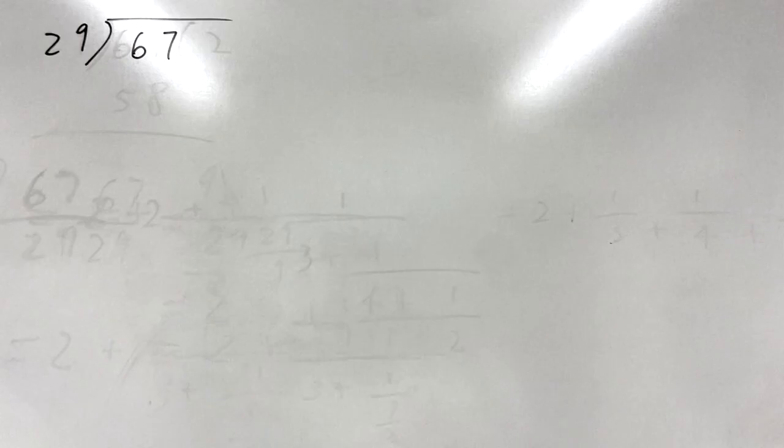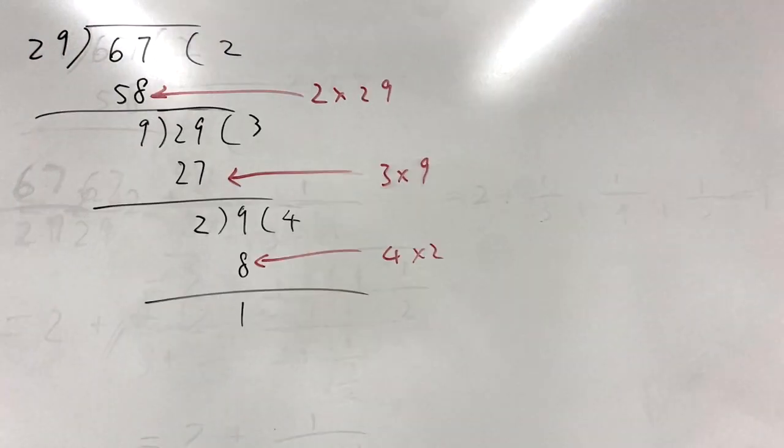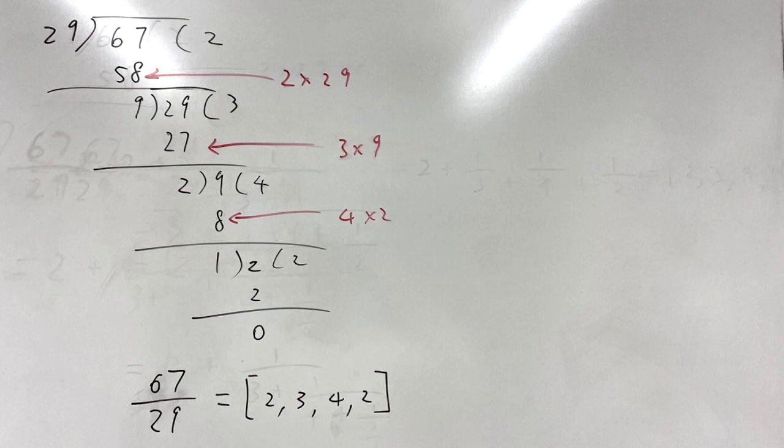I will now show you a quicker method that will directly give you the partial quotients. As you can see, it is very similar to long division. However, we're using the remainder of each stage to divide the previous divisor. First, we're using 9 to divide 29, and then 2 to divide 9, and then 1 to divide 2 until the remainder is 0.